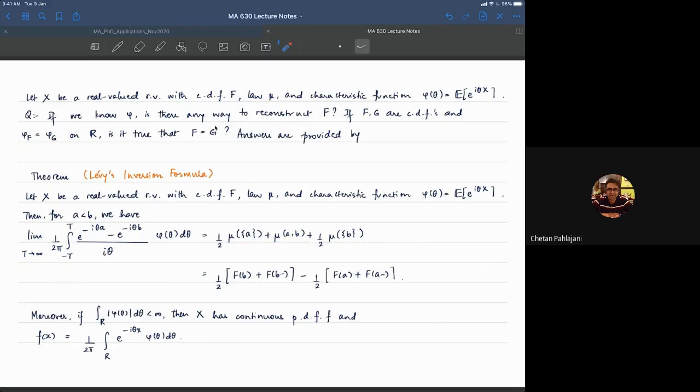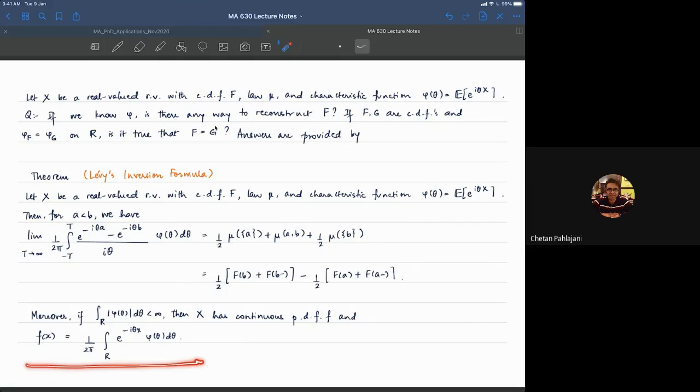Now you remind yourself how you calculate probabilities of individual points, and you can check that you get 1/2 F(b) plus F(b minus) minus 1/2 F(a) plus F(a minus). Here's a further claim, which again we will not prove. If the integral over R of the absolute value of phi theta d theta is less than infinity, in other words, if the characteristic function is integrable, then x has a PDF, and that is actually a continuous function. Then x has continuous PDF small f, which is given by this formula.